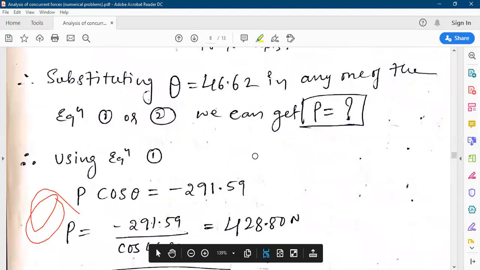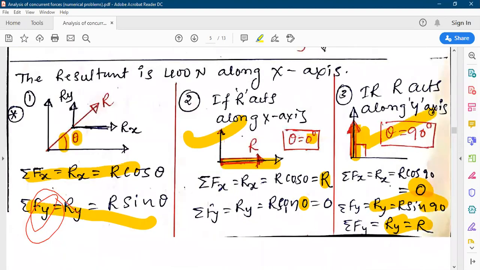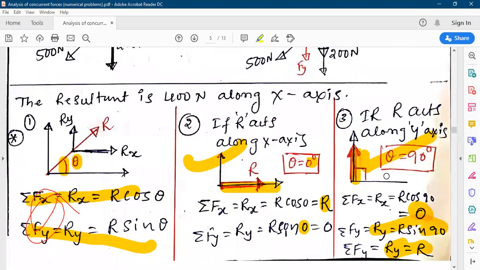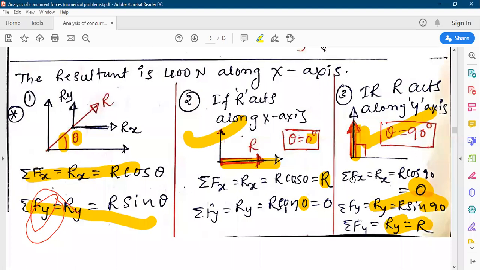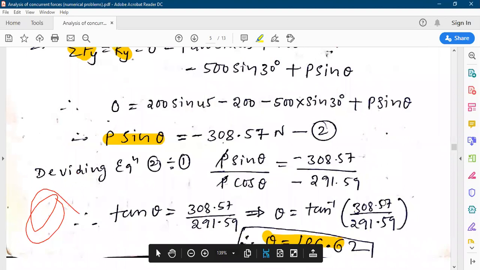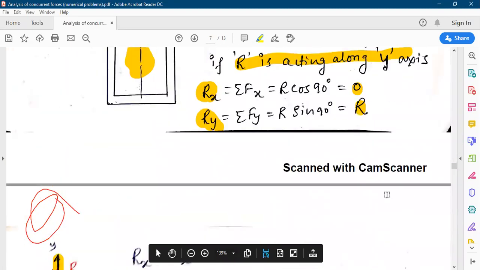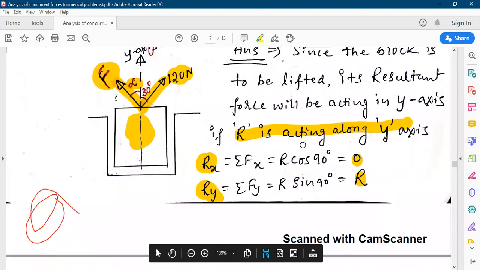You can see the third case here. This is the third case, when the resultant force is acting along the y axis. So sigma Fx is equal to R cos 90, which will be 0, since cos 90 is 0. Similarly, sigma Fy, that is Ry, is equal to R sin 90, which will be equal to R only. So this third case we have to use because the block is to be lifted, which means it has to move along the y axis. That is what I have written here.